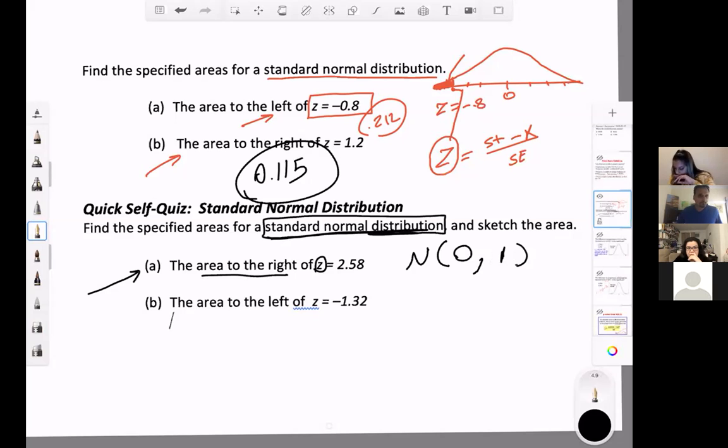So if you plug it in, what do we get? 0.0049. 0.0049. Do you think this is significant?